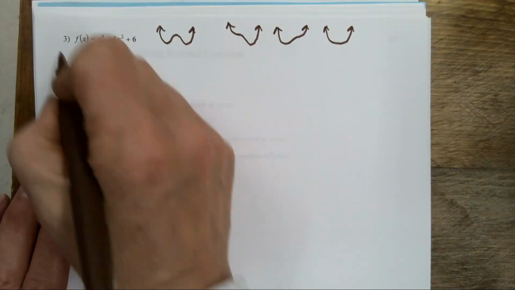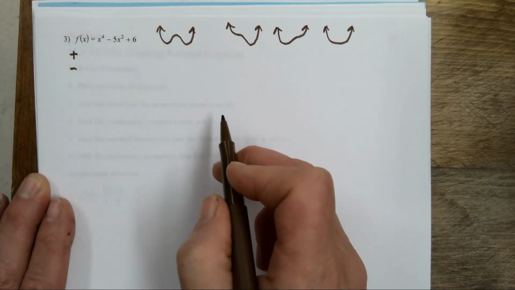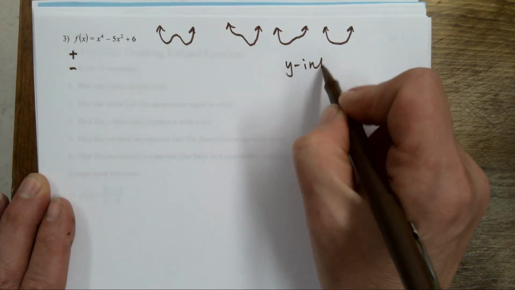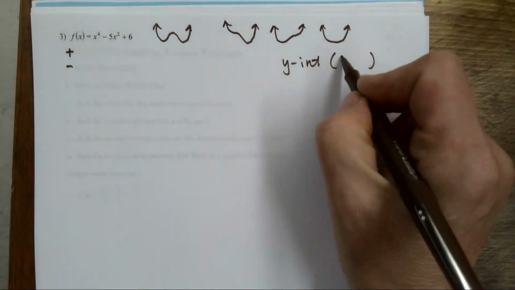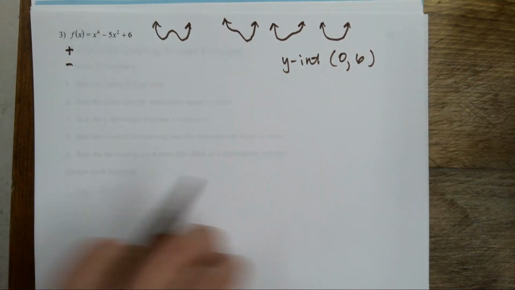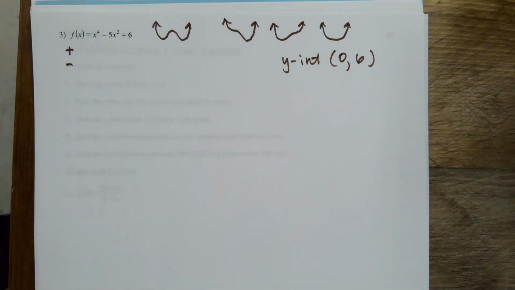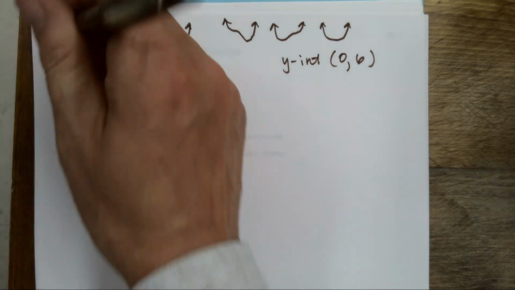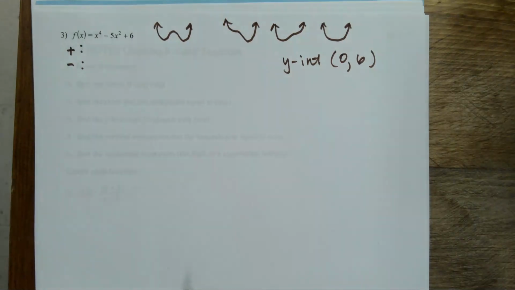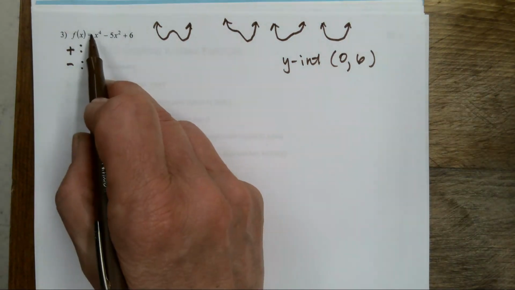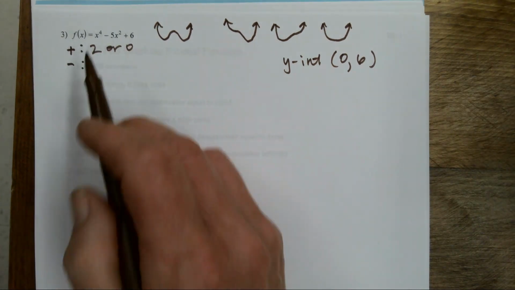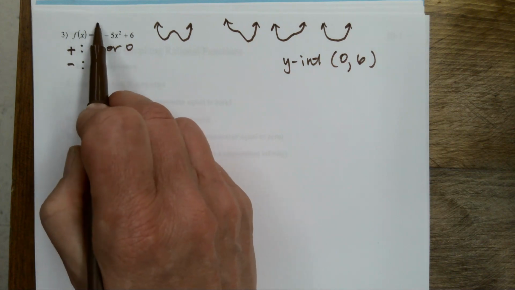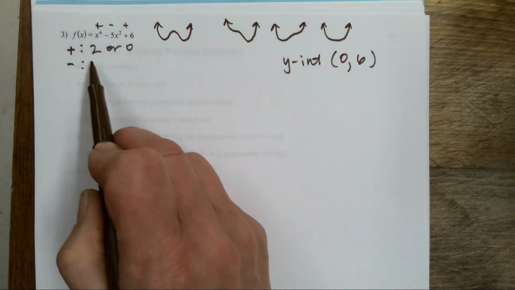I'm going to start with my positive and negative sign changes. Actually, I'm going to even easier start with my y-intercept. What's my y-intercept? Great. If you can do nothing else, I hope you can find the y-intercept. If you're like, man, there's no way I'm going to remember this, find the y-intercept. Okay? Positives: 1, 2, or 0. Negatives: no sign changes at all, so 2 or 0.